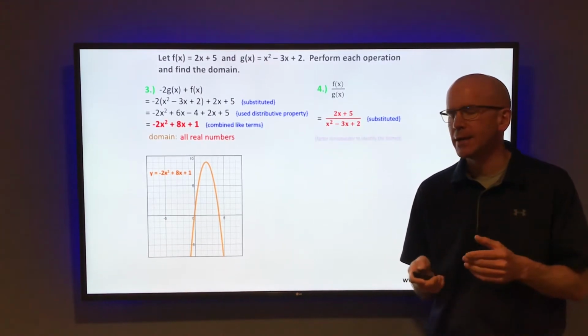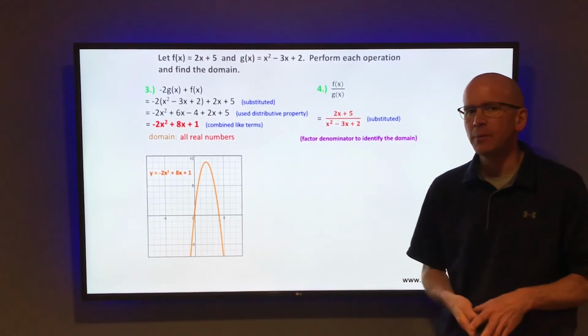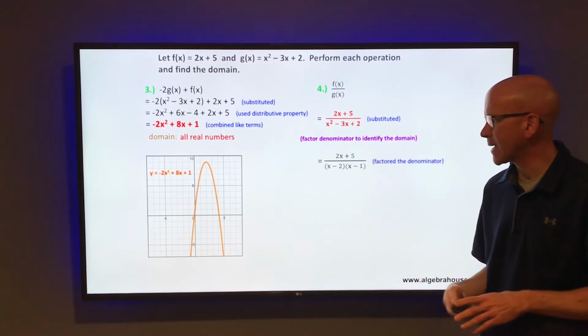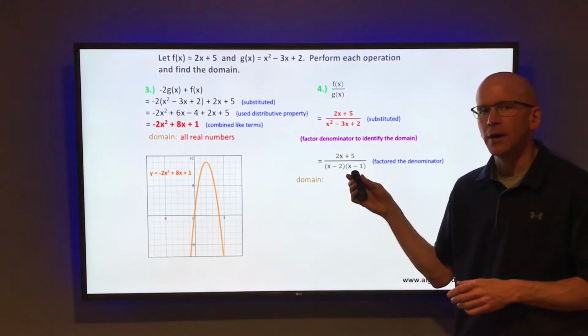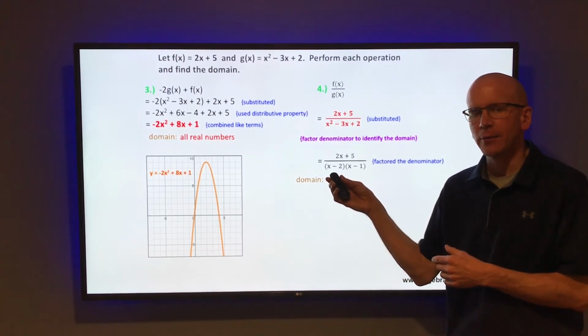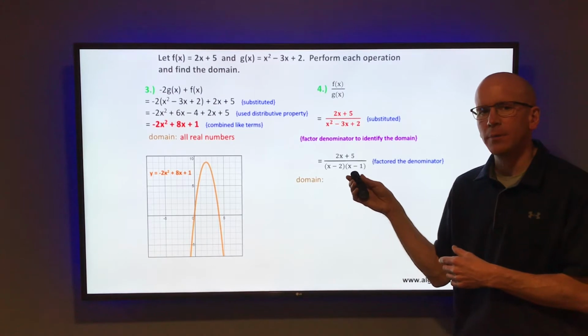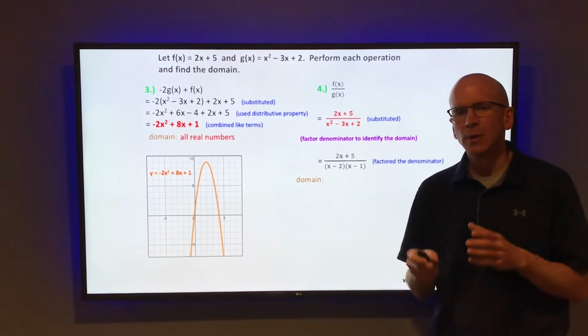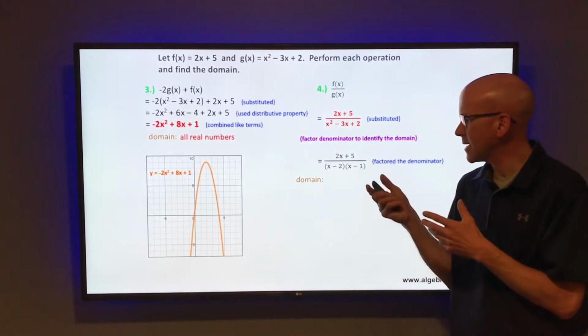So the best way to do that is to factor that denominator into two binomials. So that denominator will factor into (x - 2)(x - 1). Now you can clearly see that if x was 2, that would make the denominator equal to 0. And if x is 1, that would make the denominator equal to 0 as well.